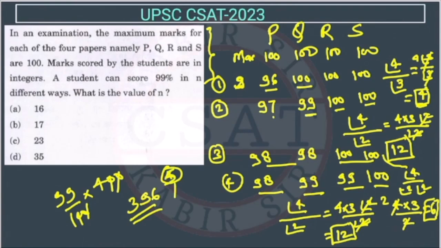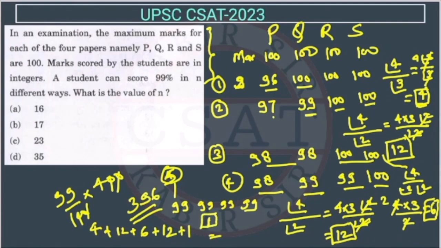The fifth possibility is that in the first paper he is getting 99, in the second also 99, in the third also 99, and in the fourth also 99, right? So how many ways can we arrange it? This will be only one way, because factorial 4 upon factorial 4 is 1 only, right? So now we have to add all these possibilities. So we got 4 here, then 12, then 6, then 12, and then 1. So 12 plus 12 is 24, plus 6 is 30, plus 4 is 34, plus 1 is 35. So 35 ways we can get it. So the answer is option D. Okay, I hope you all understood this, right?